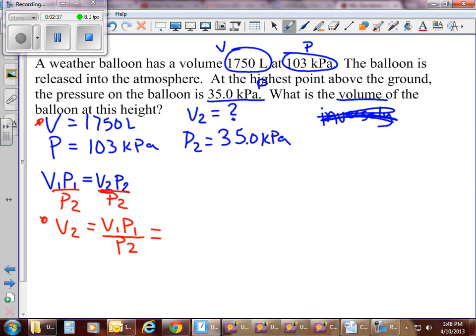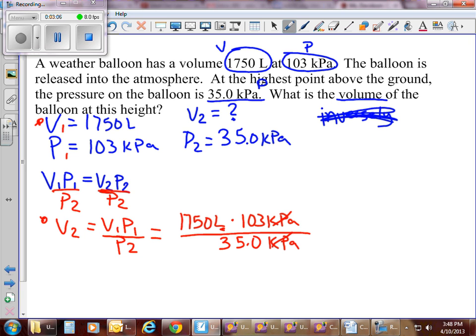All right, so my V1 is 1,750 liters. Okay, my P1, so these are my ones over here, because that's what I'm starting with, was at 103 kPa. All right, and I'm dividing it by my P2, so 35.0 kPa. Well, guess what? The kPa units cancel out. We're left in units of liters, which is perfect.